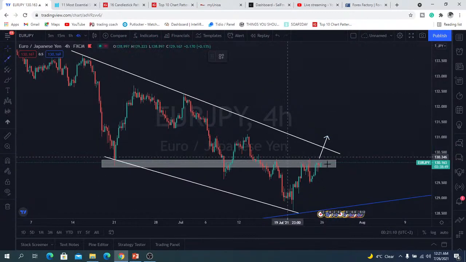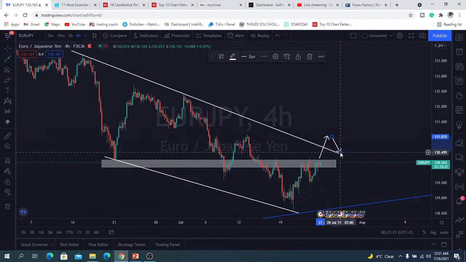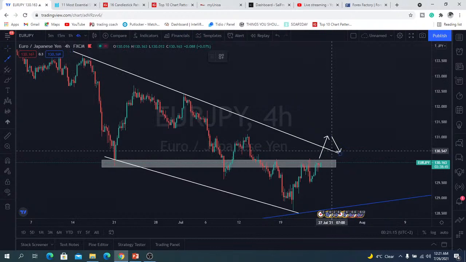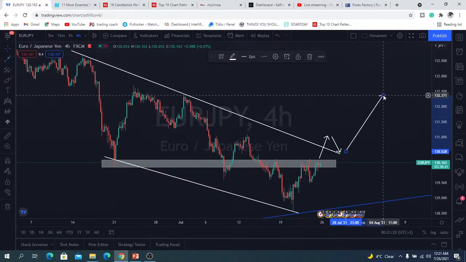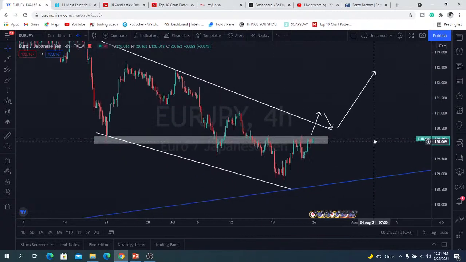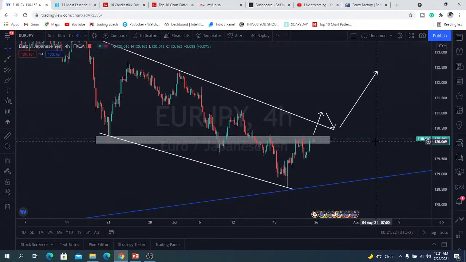Maybe at that point, the market might want to retest and then continue going up at least to this level right here. It's clear, right? To those who requested Euro JPY, is it clear?